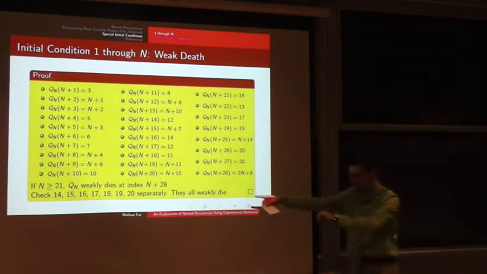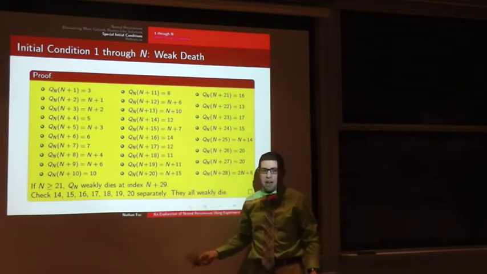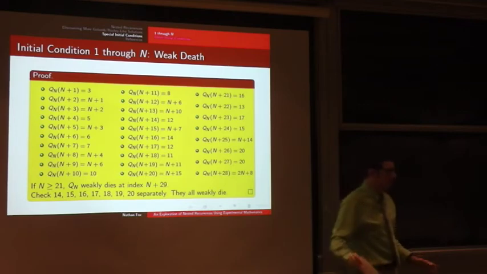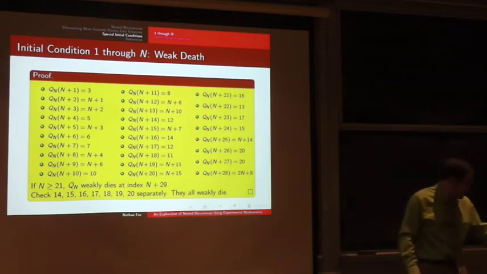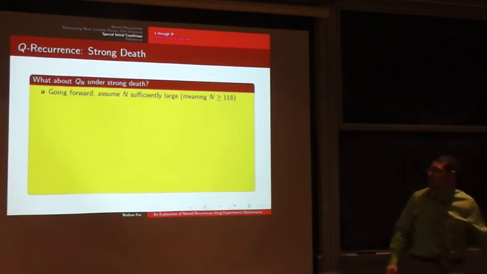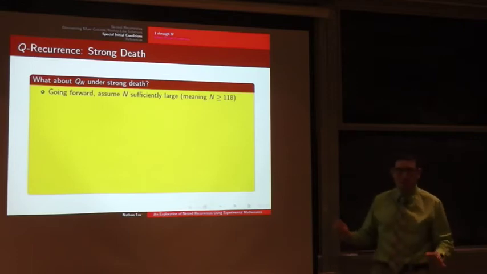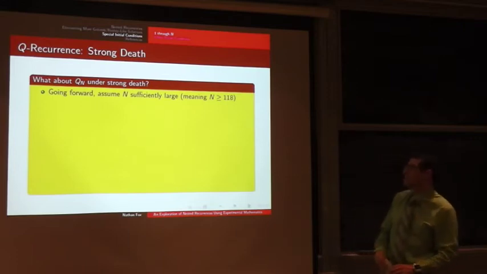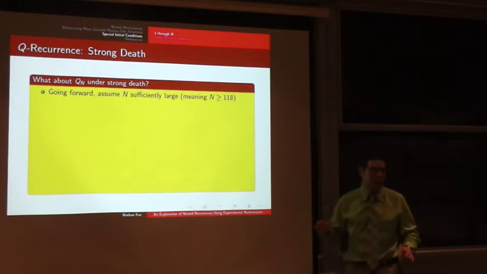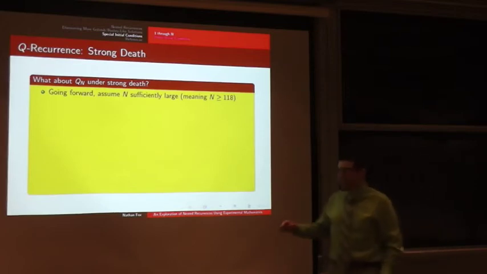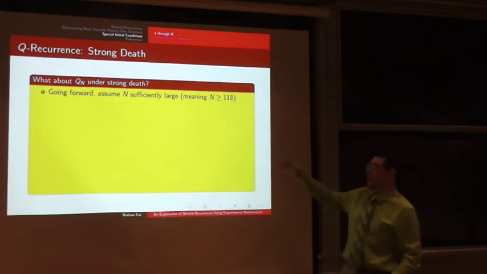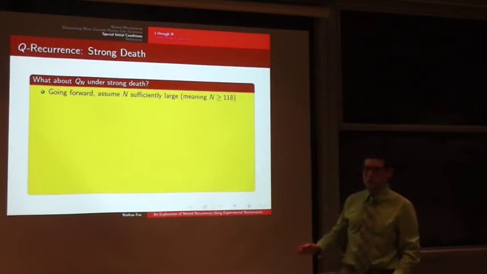There's actually a deeper thing going on where these all die in the same sort of way, but that's a deeper theorem. This theorem you can just prove by checking. What about strong death? This is the most complicated result in the field. It's complicated, you'll see what I mean by complicated. I'm still astounded by this result a little bit. There are parts of it that I have trouble believing are true.